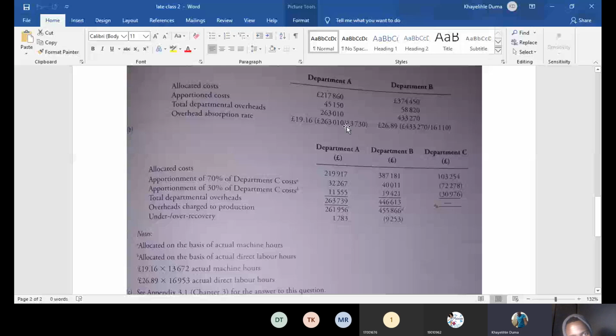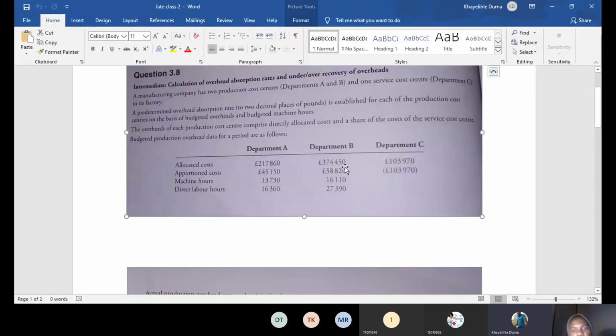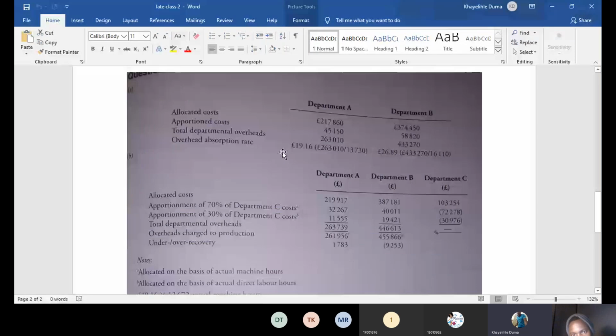The budgeted is 13,730, and then the other side is going to be 16,110. There it is. And then you'll get your amount. In this case, production department A, the predetermined rate is going to be 19.16. Department B, it's going to be 26.89.